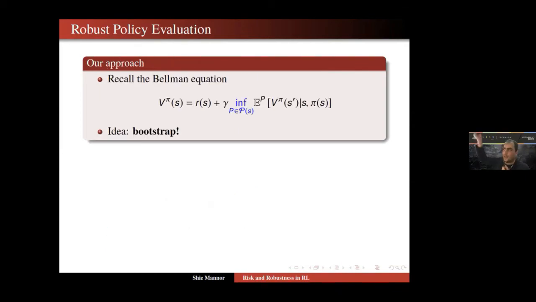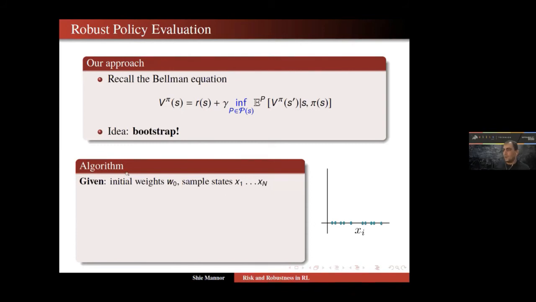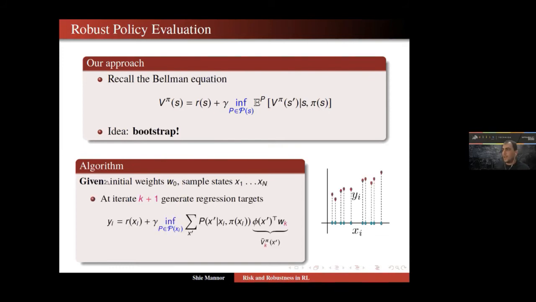So what's the idea? The idea is really to bootstrap. And recall the Bellman equation, which is written here. We're going to start with initial weights and sample n samples from the states. And then at every iterate, we're going to pretend that our previous estimation is good. If the value function can be represented as W_k times phi, this is my previous estimate of the value function, then I can still solve this infimum now, because the infimum involves what I know, but I pretend that my estimate is good enough.